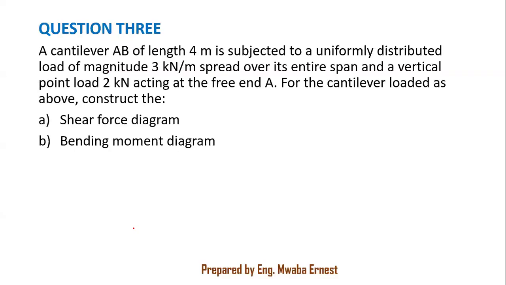Let's proceed to question number 3. In question number 3, we're looking at a scenario of a cantilever. So we're told that we have a cantilever, its length is 4 meters. The UDL has unit 3 kilonewtons per meter. Then it has a vertical load of 2 kilonewtons acting at one free end called A.